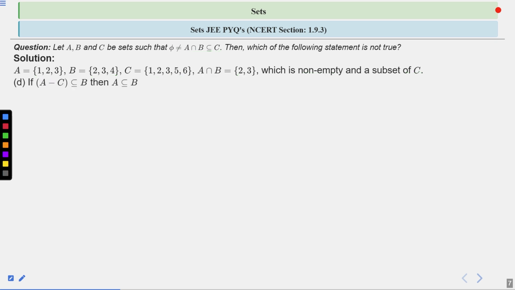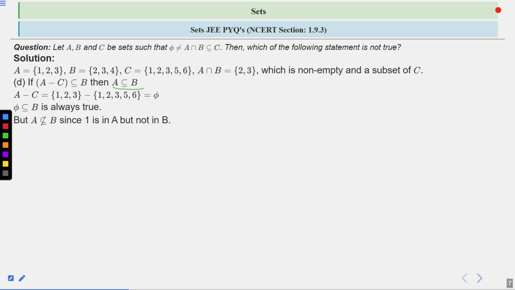Now the statement says A minus C is a subset of B. Then are we getting A is a subset of B in every case? No. Why? Because A minus C is the empty set, as you can see. You know that the empty set is a subset of every set. So in this case, phi will be a subset of set B. This gives me A minus C is a subset of B, satisfying the first condition of the statement, but not satisfying the second condition. So A is not a subset of B because 1 belongs to set A but not to set B. So the D statement is not true.